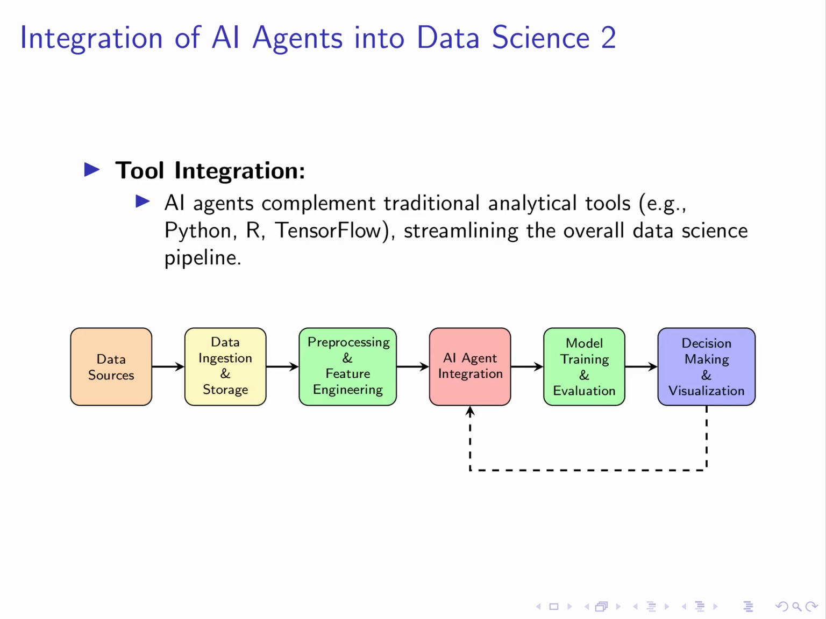Tool integration. Finally, AI agents are designed to work alongside established analytical tools like Python, R, TensorFlow, and others. This integration streamlines the data science pipeline, combining the strengths of these tools with the decision-making and automation capabilities of AI agents. Overall, this synergy enhances efficiency and allows for more scalable and robust data analysis processes. Visualize this integration as a pipeline where data flows through each stage, from acquisition to pre-processing, through analysis and visualization, guided by the intelligence of the AI agents.